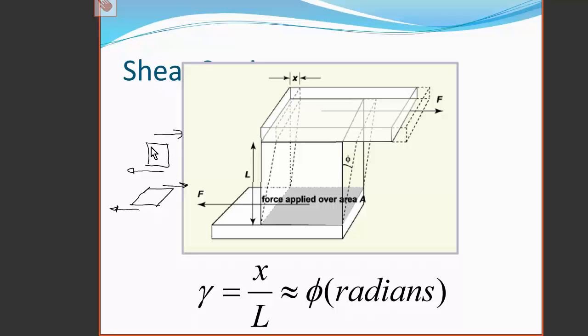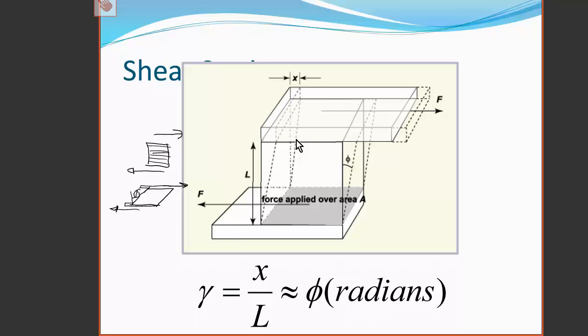So if you imagine taking a book and applying a force to the top surface like so, and to the bottom surface towards the left, you will see that the edge of the book will now have an angle. That angle that it makes with the vertical, if it's small, is the same as the shear strain if that angle is measured in radians.